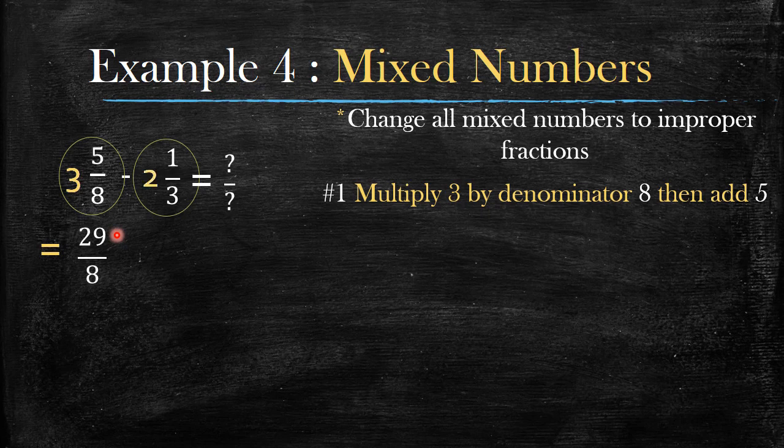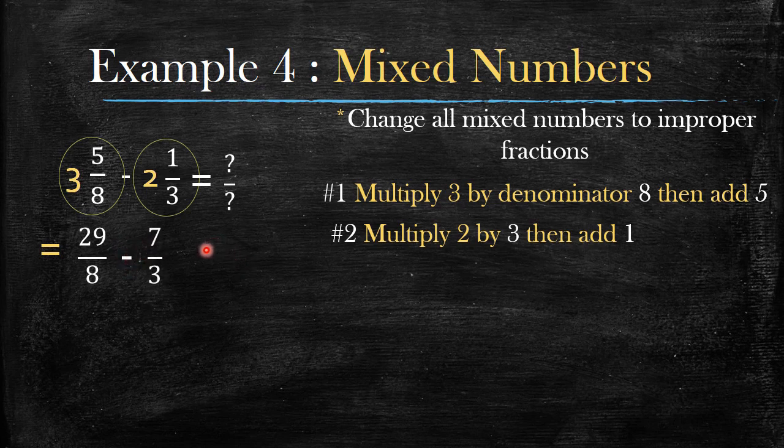The second part. So the second part, we multiply the highlighted 2 by 3. Then we add 1. So this 2 times this 3 plus this 1. Remember, whatever sign you have, you don't change it. The sign stays the same. So it will be 7 over 3. The denominator stays the same. It does not change. From here, what do we do?